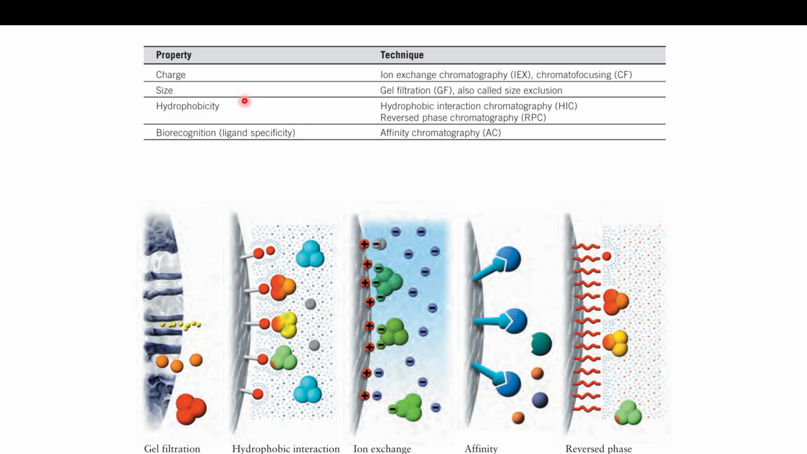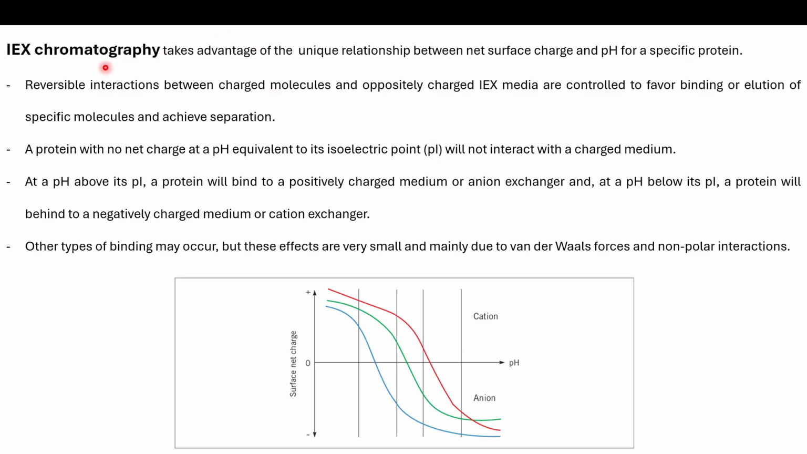Also, there's the separation of samples based on the size or hydrodynamic radius, basically known as gel filtration or size exclusion. And the property of hydrophobicity can also be exploited, and hydrophobic interaction chromatography or reverse phase chromatography can be used. And then there's ligand specificity, or based on the specificity of the ligands, different affinity chromatographies can also be used. Okay. Now, first let's talk about ion exchange chromatography.